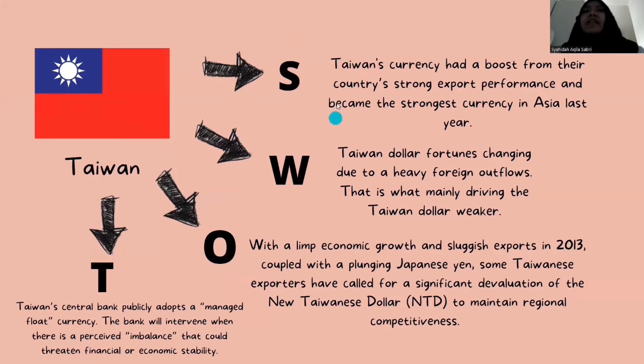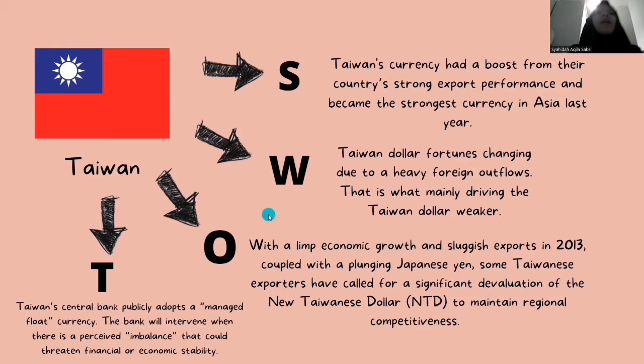Okay. Taiwan's currency had a boost from their country's strong export performance and became the strongest currency in Asia last year. So they are among the strongest. And their punya weakness is Taiwan dollar fortunes changing due to heavy foreign outflows. So bila foreign outflows tu heavy sangat, that is currently what driving the NTD, dia punya duit tu NTD, new Taiwan dollar to become weaker.